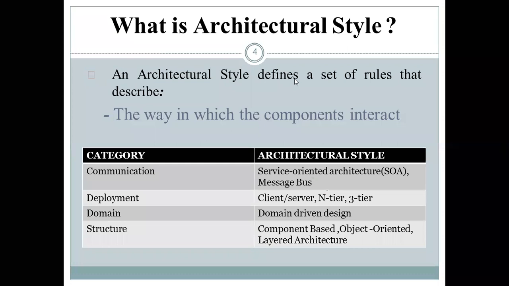Next one is the domain category. For the domain category, domain driven design is there. These are the architectural styles; they define some set of rules for the components which are going to interact with each other. For the structure category, it provides component based architecture, object oriented architecture, layered architecture. So these are the several architectural styles for several categories. Understood?